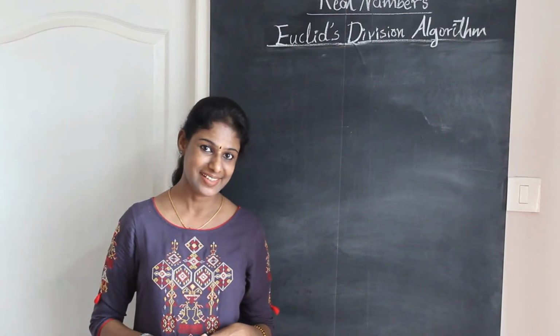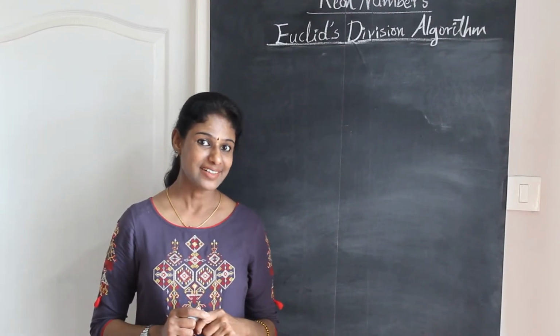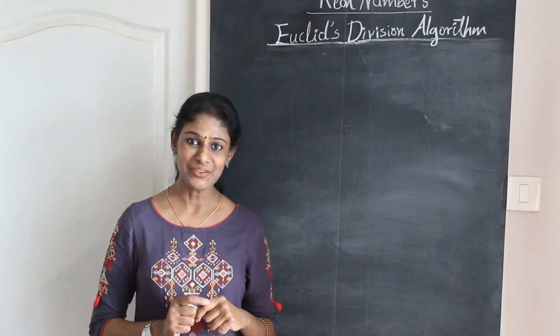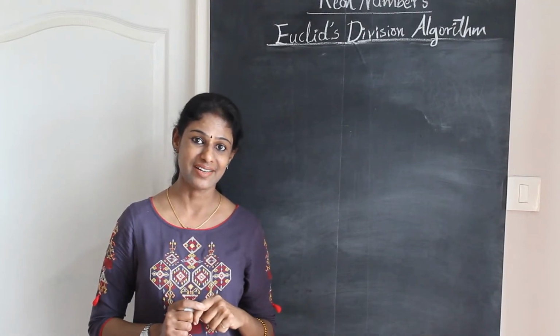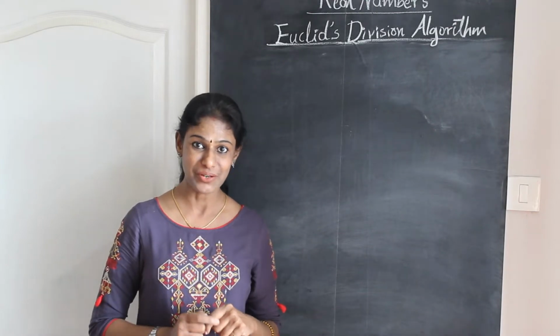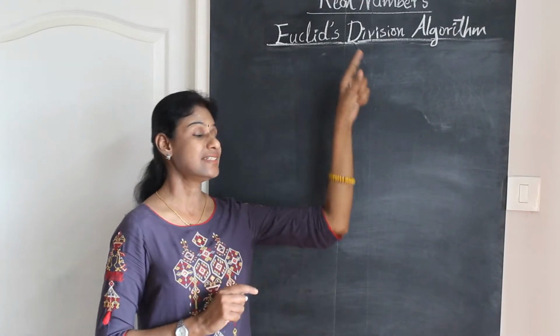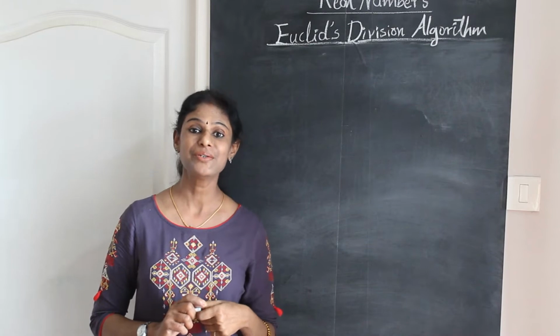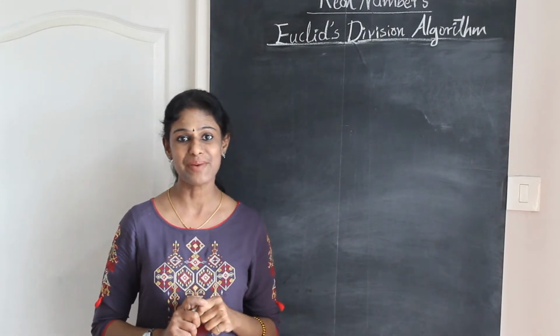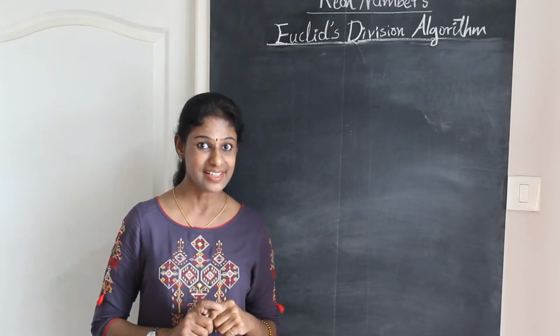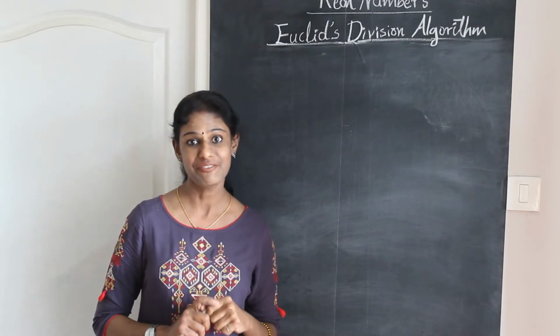Hi friends, welcome back. In the previous video, we have seen what is meant by Euclid's division lemma. In this video, we are going to discuss Euclid's division algorithm to find the HCF of two numbers. Now, what is meant by HCF? It is the highest common factor.